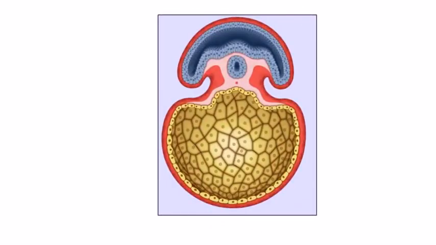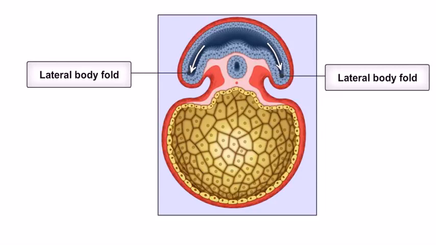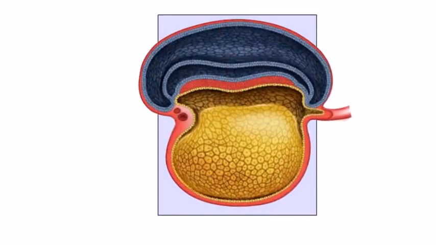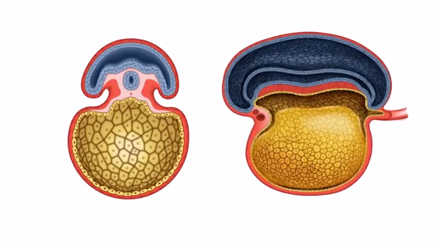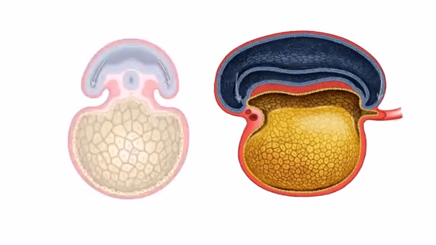Folding of the embryo in the horizontal plane results in the development of two lateral body folds. Folding in the median plane results in the development of the cranial and caudal folds. Folding in both of these planes takes place simultaneously, resulting in the rapid development of the embryo.